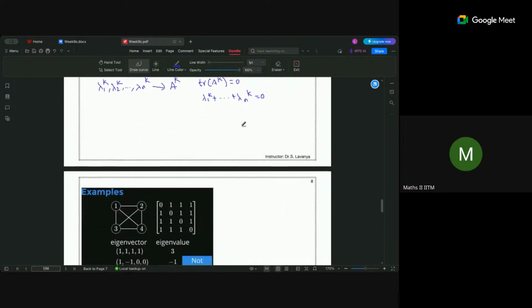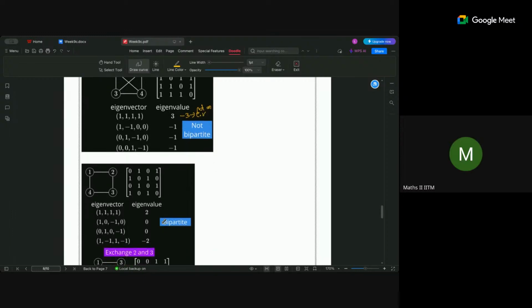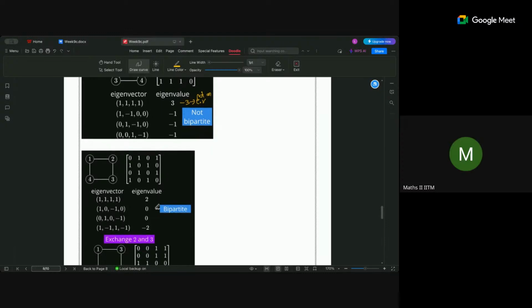Okay, fine. So here is an example. You have two matrices here, representing two different graphs. For this graph, you can obviously see that it cannot be bipartite because you cannot partition the vertex set. And from the eigenvalues also you can see that for 3, minus 3 is not an eigenvalue. So it is not bipartite. And here, for all the non-zero eigenvalues, the negative is also present. So this is bipartite.